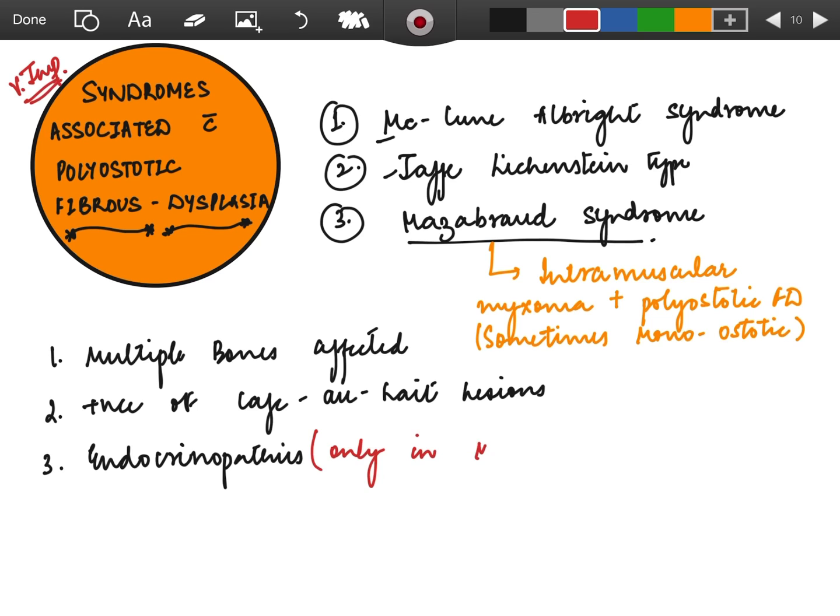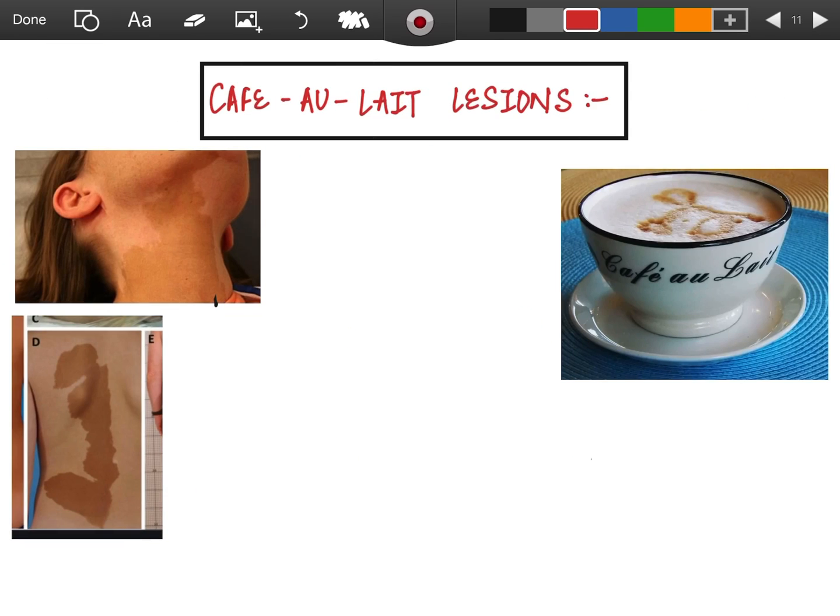But endocrinopathies are not seen in Jaffe-Lichtenstein type. It is only seen in the McCune-Albright syndrome. This is the main difference. Okay, so what are café-au-lait lesions?